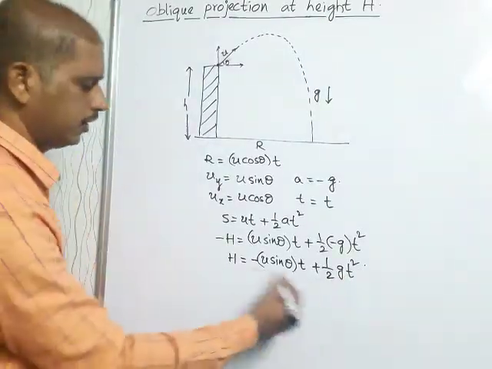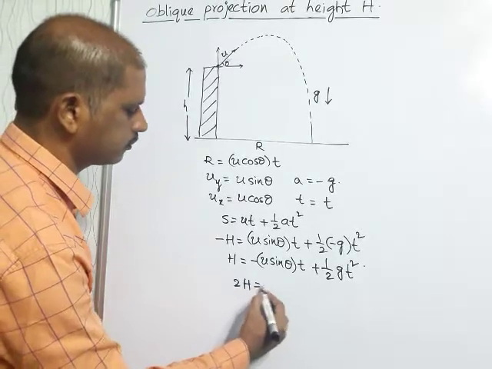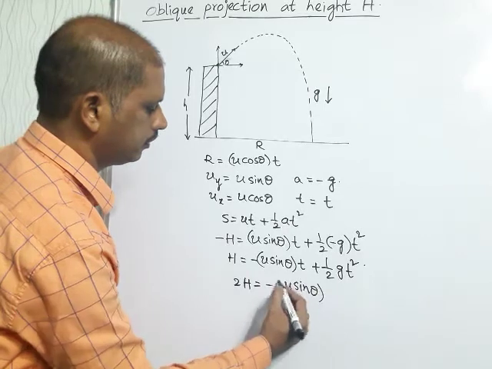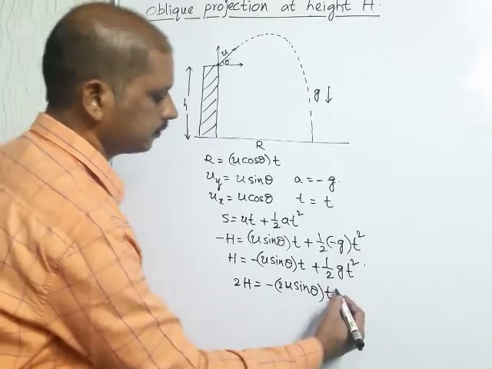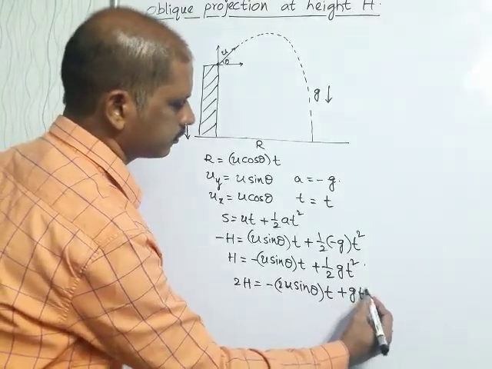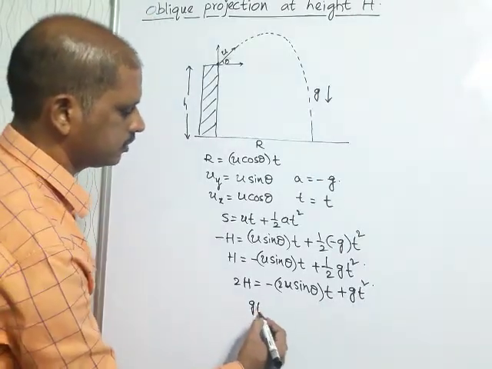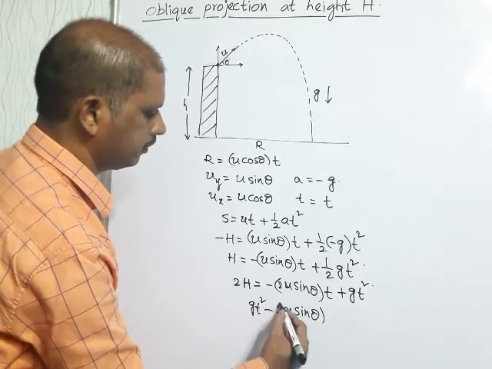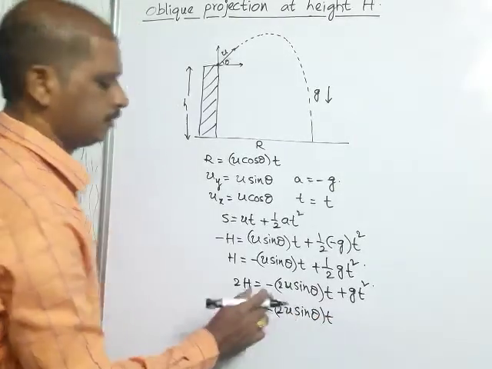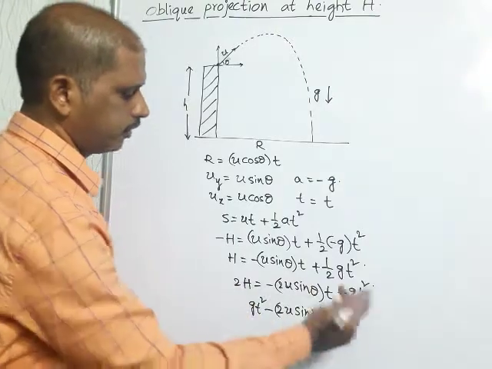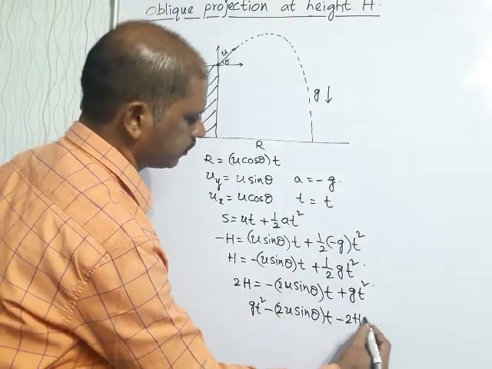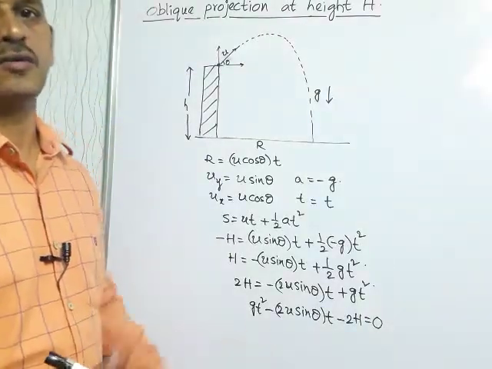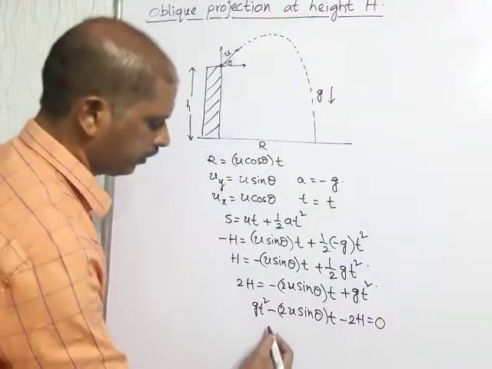Or multiply it with 2: 2h is equal to minus 2u sin theta into t plus gt square. Or you can write gt square minus 2u sin theta into t. This you bring to the right side, minus 2h is equal to 0. So this is a quadratic equation. We can use the roots to find out the time period.